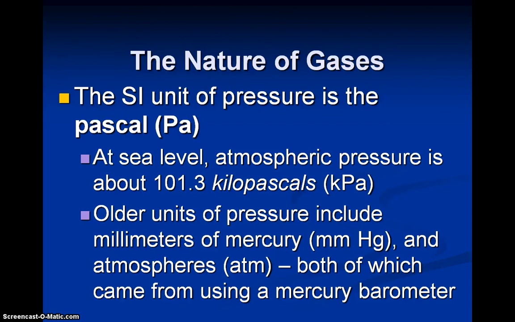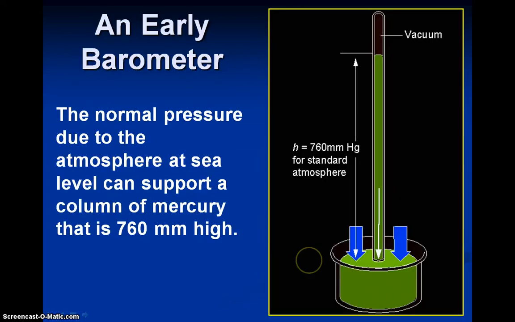We also have two older units, millimeters of mercury and atmospheres. Atmospheres makes a lot of sense: at sea level you have one Earth atmosphere above you, and so it is one atmosphere. But millimeters of mercury is a little bit weird, and it's actually based on the old school mercury barometer. How this barometer worked was you had mercury in an open cup, and then you had a vacuum tube, and the atmosphere is out here where it's black.